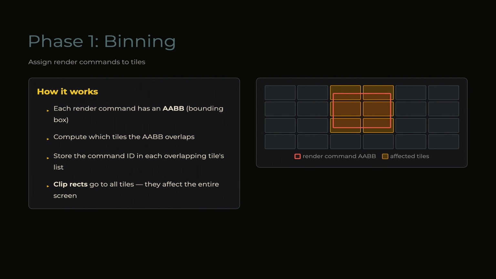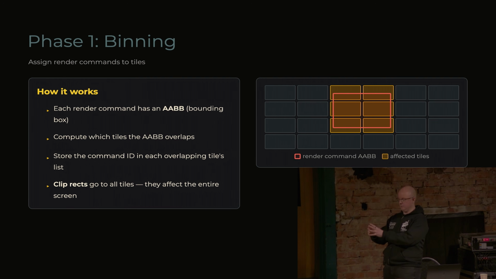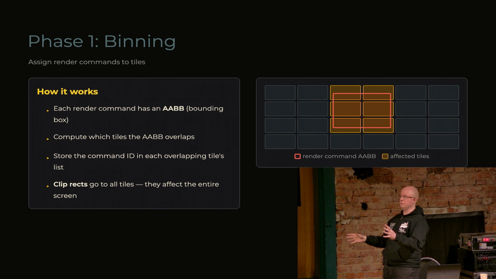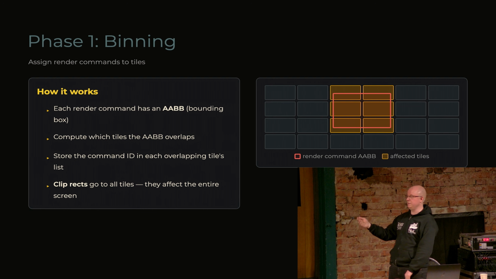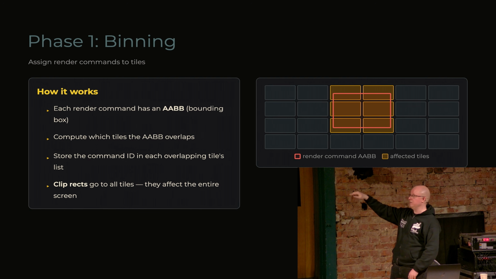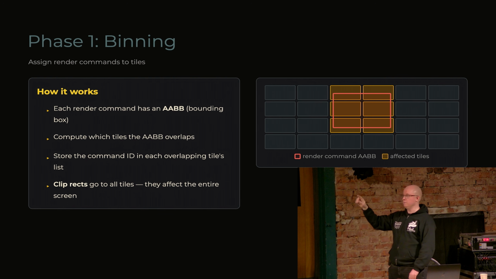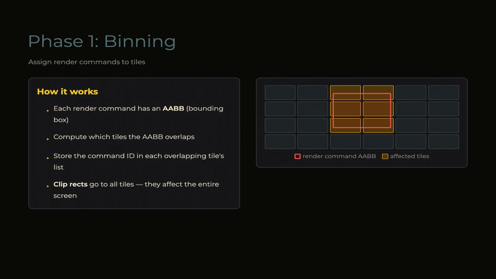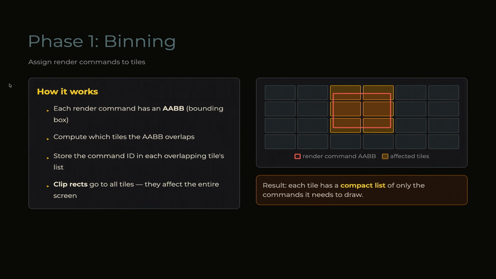So the binning phase is very simple. When you look at all your render commands, you need to figure out which bounding boxes a rectangle, for example, touches. In this case, we see that this rectangle here, that is some button or something like that, touches 6 tiles. That means that each tile has a list of IDs into the big buffer of render commands. So each frame I build up this ID list. That means that in the end, we just have a compact list for each tile of what I need to render.